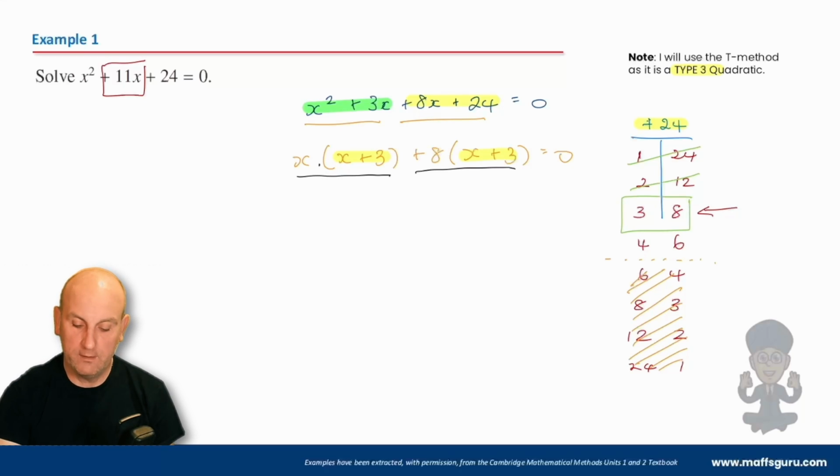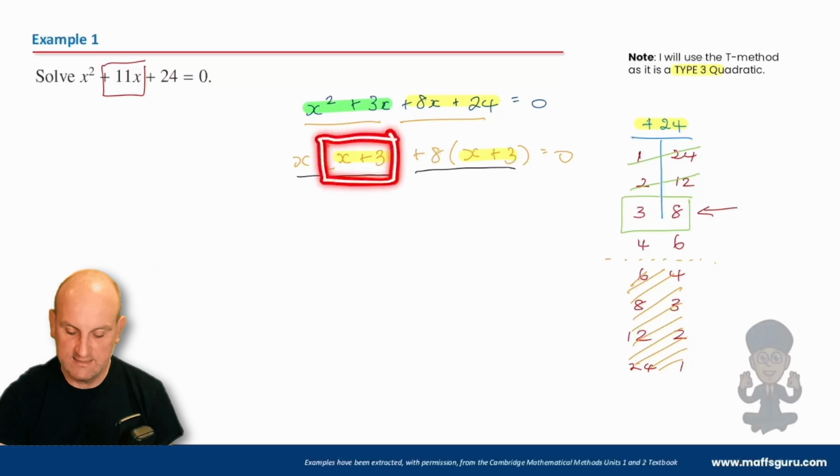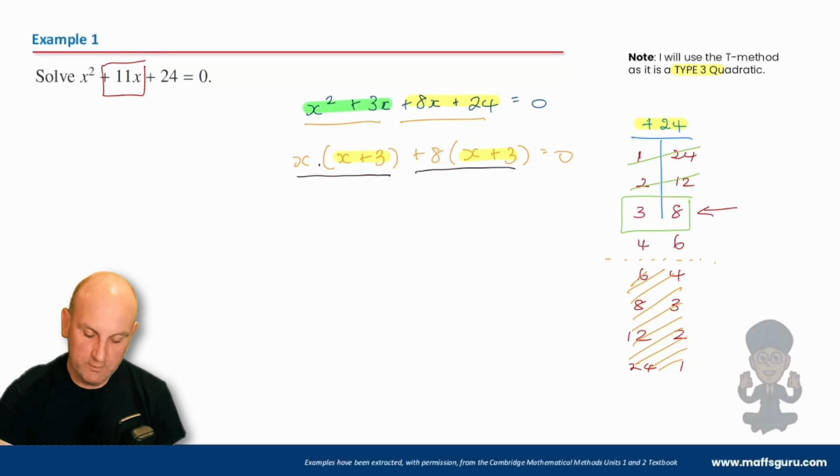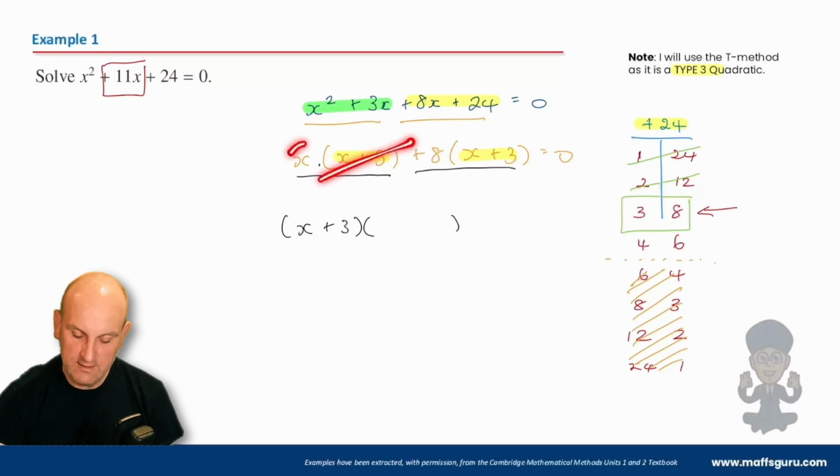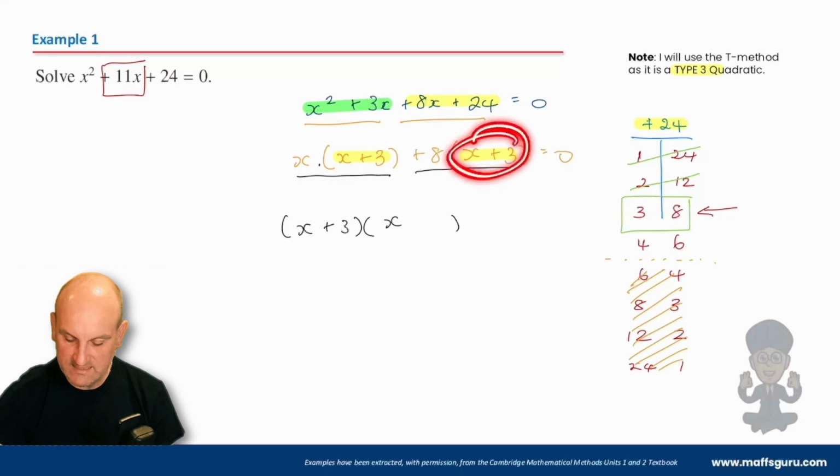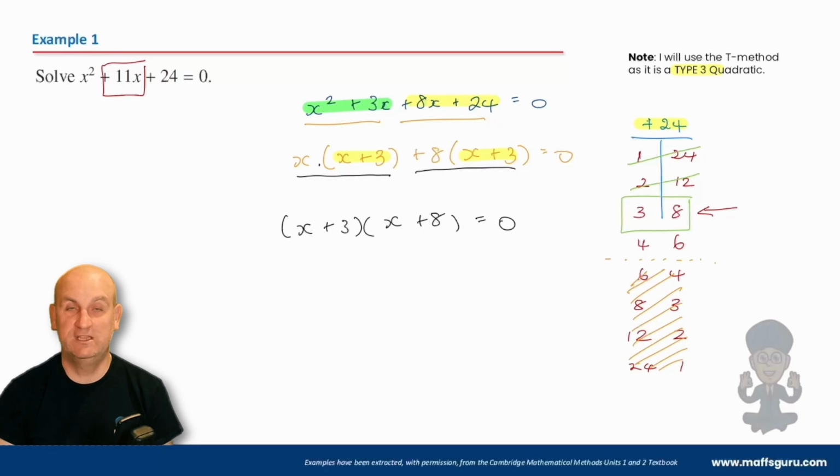So what's common to both of those terms? Well, it's the brackets x plus 3. So I'm going to move those brackets outside. That becomes x plus 3. Here's my set of brackets to write in what's left. Well, if I divide this by x plus 3, I get just x. And if I divide by x plus 3, I get plus 8 equals 0. Ka-ching!